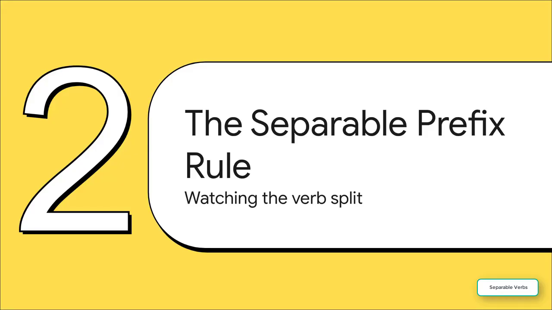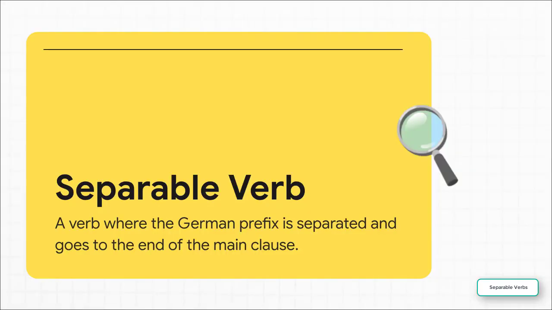All right, section 2, the separable prefix rule. This is where we get to see that verb split right in two. So we know these prefixes can change a verb's meaning, but why do they sometimes break off? Let's get into our first big rule. So, a separable verb, in German, a trennbares Verb, is pretty much exactly what it sounds like. In a normal sentence, the prefix basically says see you later to the main verb and shoots all the way to the very end of the main clause.